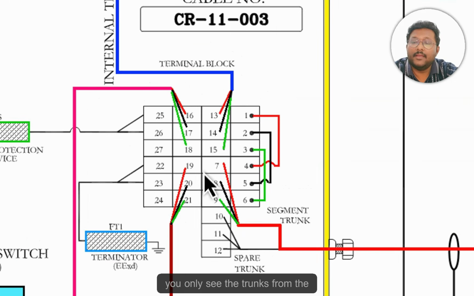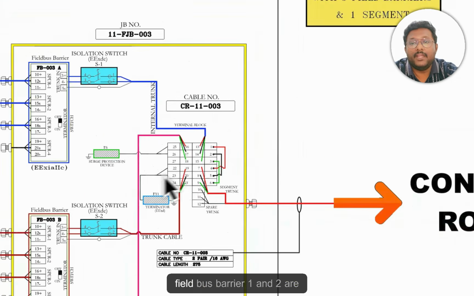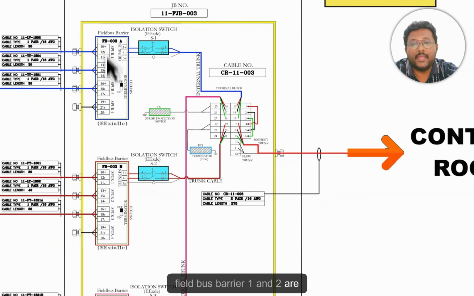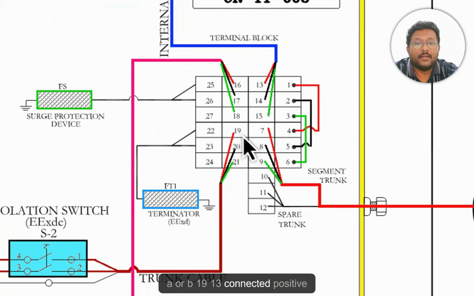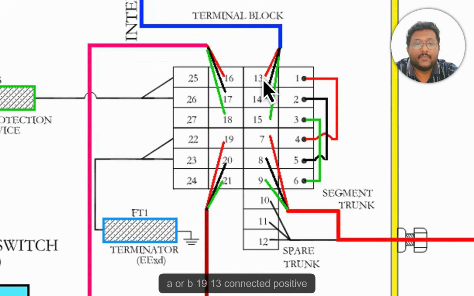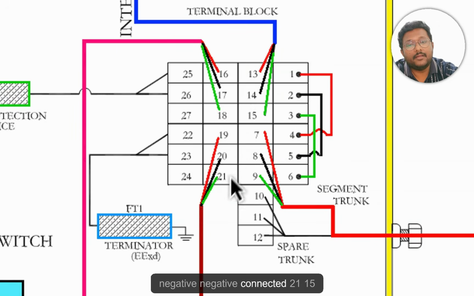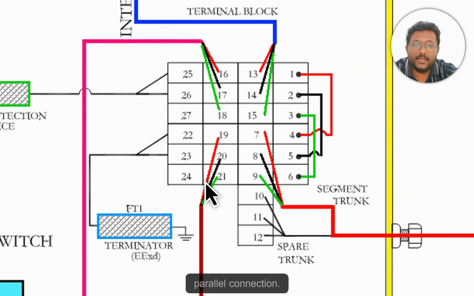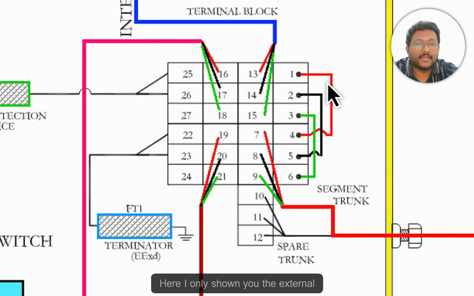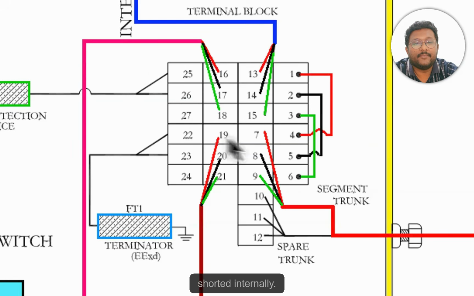So if you only see the trunks from field bus barrier 1 and 2, or A or B: 19, 13 connected, positive, positive connected; 20, 14 connected, negative, negative connected; 21, 15 connected, shield, shield connected. That means these two are now in parallel connection, right? Here I only showed you the external jumpers. Remember, this is a special TB. All these horizontal lines, that means each row, are shorted internally.